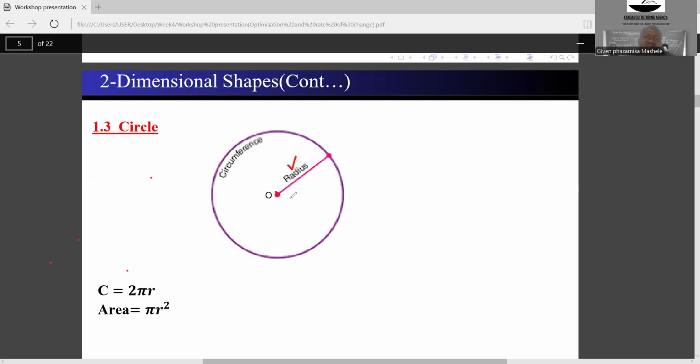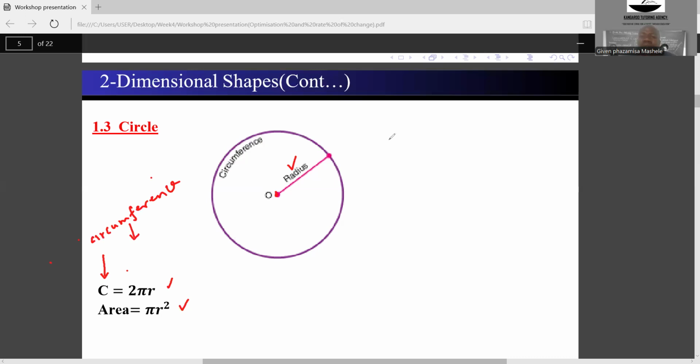Now, what does this mean? It means that if we want to know the perimeter of the circle and its area, then we have to use these two formulas. But in a circle, the perimeter of a circle is regarded as the circumference. Perimeter of a circle is called the circumference. It is the total distance around the shape.